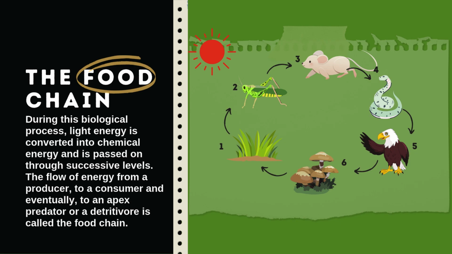So the food chain: during this biological process, light energy is converted into chemical energy and is passed on through successive levels. The flow of energy from a producer to a consumer and eventually to an apex predator or a detritivore is called the food chain.